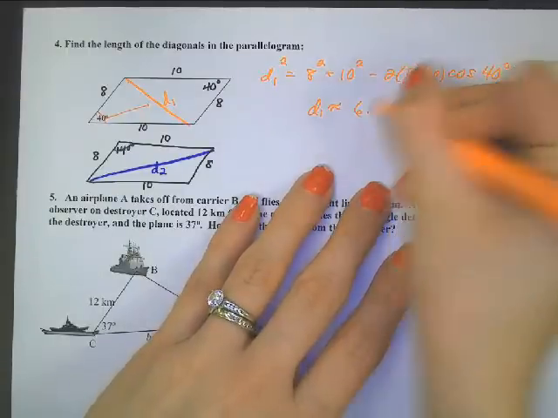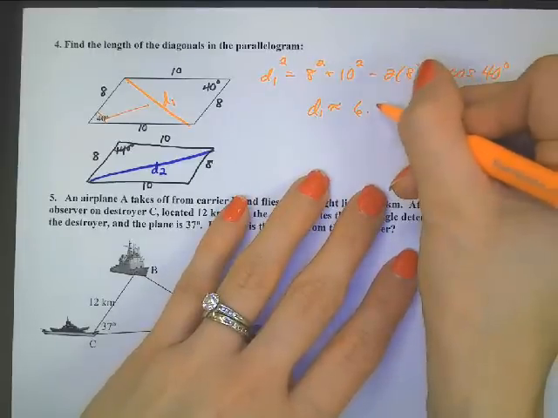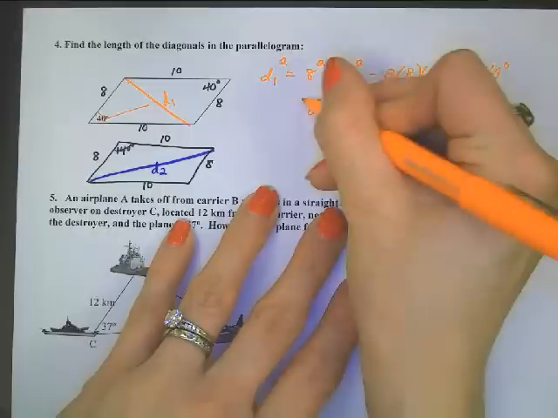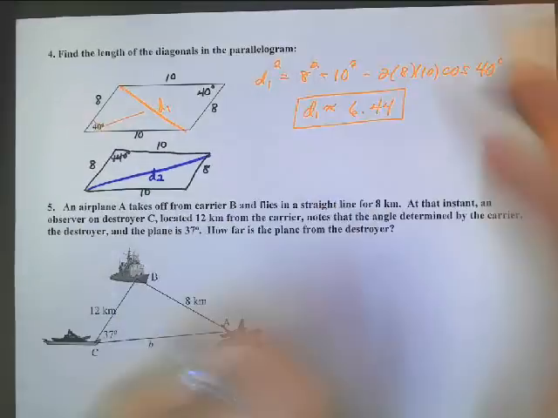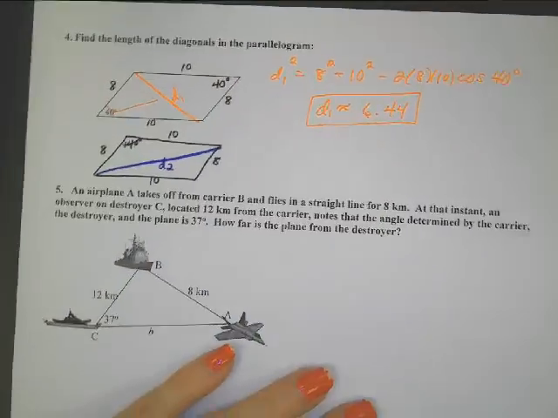I hope you got 6.44, rounded to two places nicely. Okay, and now for the length of the larger diagonal.